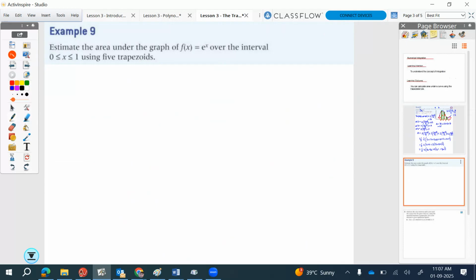Let's have a go at this one. We don't have the table this time. This one gets a little bit trickier to do. We need to estimate the area under the graph e to the x, over the interval 0 to 1, using 5 trapezoids. So first we shall calculate the value of h, the step size. How do we do that? Use the formula. n is 5.